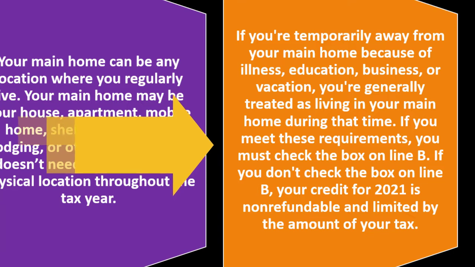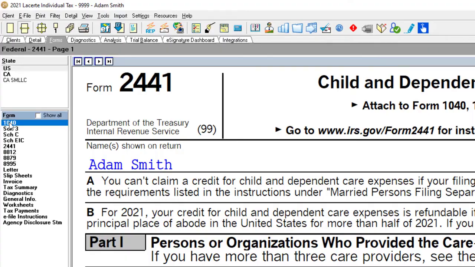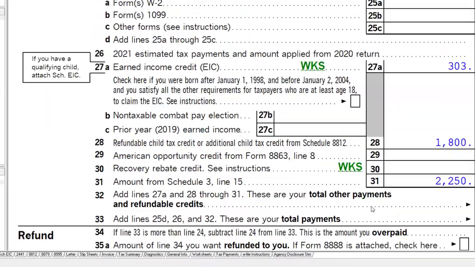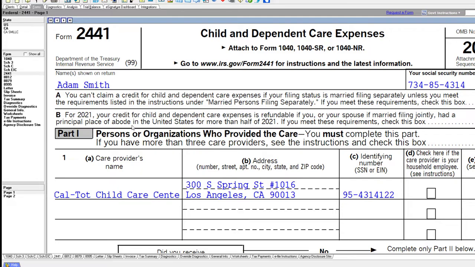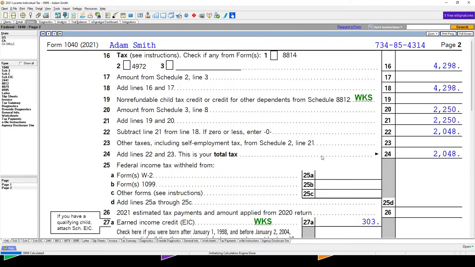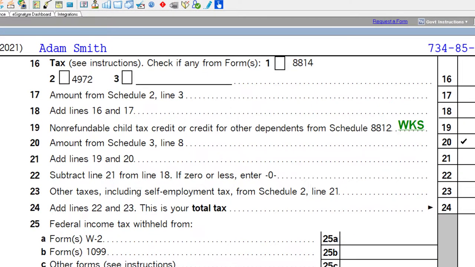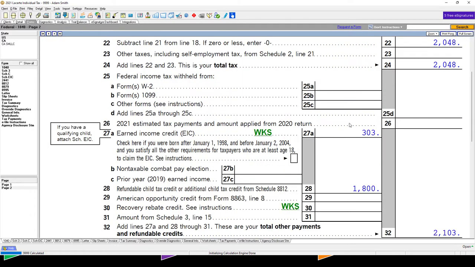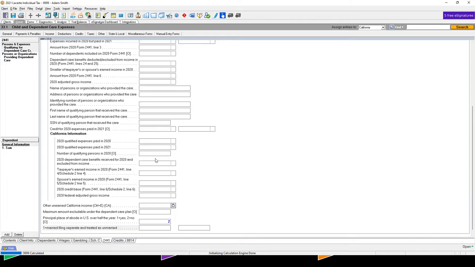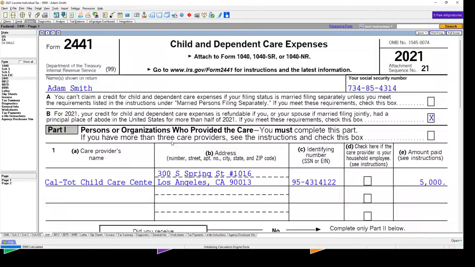If you don't check the box on line B, your credit for 2021 is non-refundable and limited to the amount of your tax. So in other words, if I check the box B here, when it finally rolls into the 1040, it's down here. The credit is down here in the refundable area. Whereas if I uncheck that box, and then roll into the 1040 and go on over, now the credit is rolling in up top in the non-refundable area. That means it could be limited, and won't take the tax liability in essence below zero. So it would be beneficial to check that box if you meet that requirement, and that would be the case generally for most people.